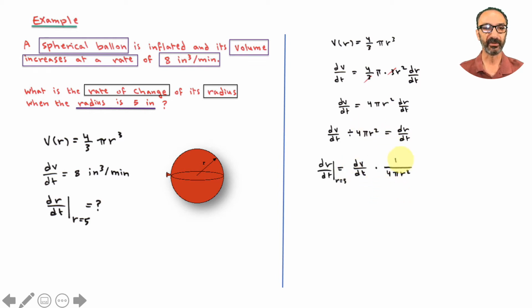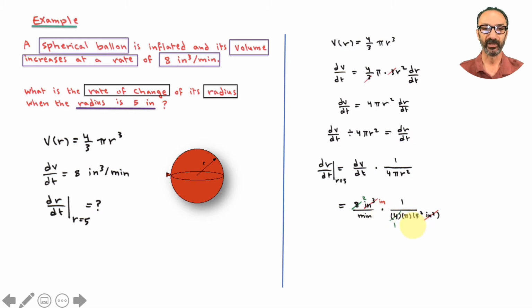So another way to see it, we need dr/dt at r equals 5. dV/dt was given to me as 8 inches cubed per minute. I wrote it as a fraction. It's easier as a fraction to cross cancel. That's how I do it.